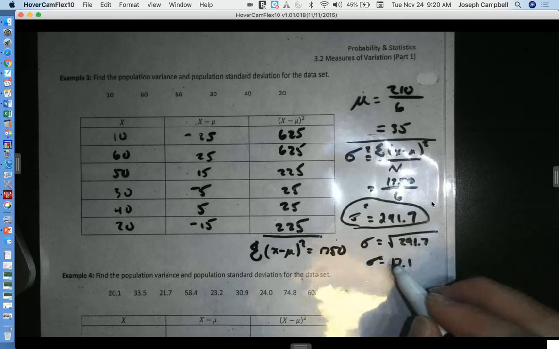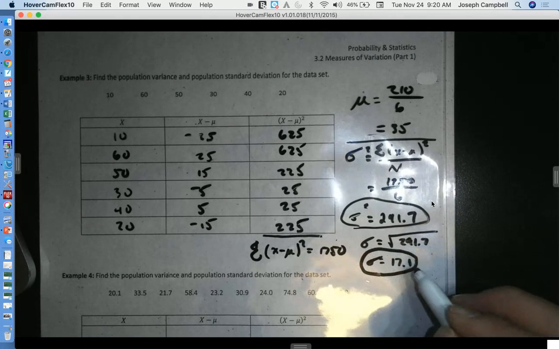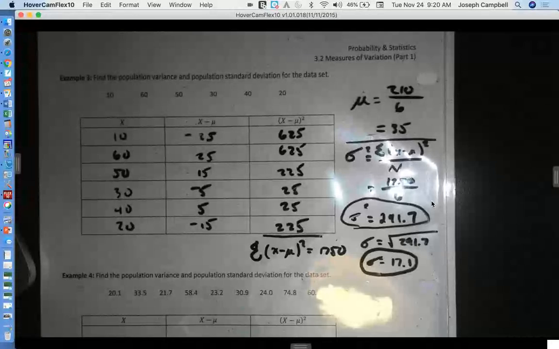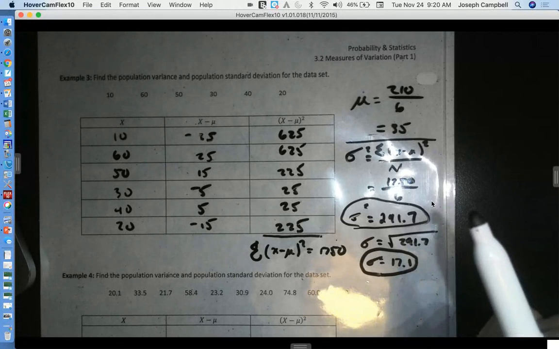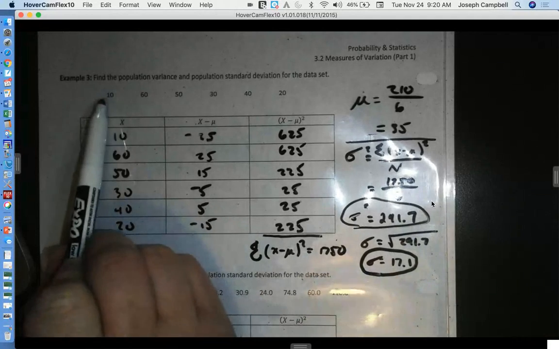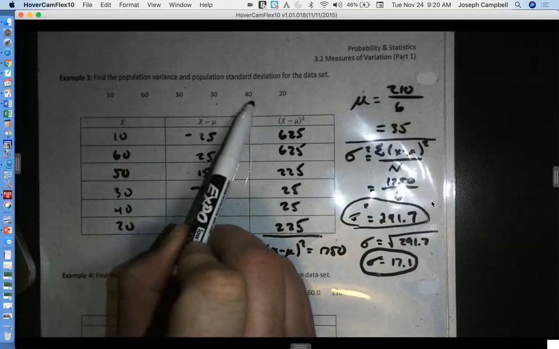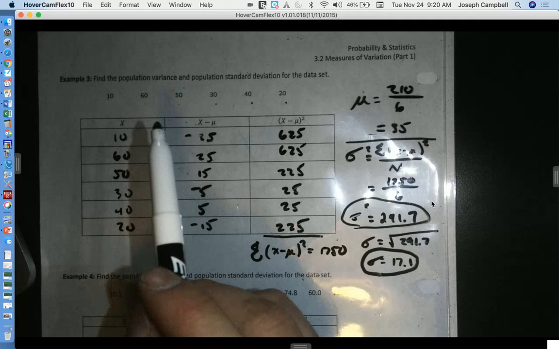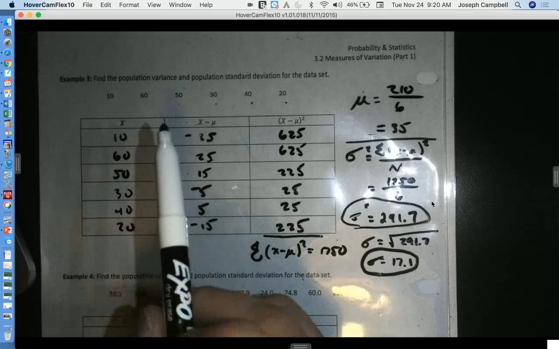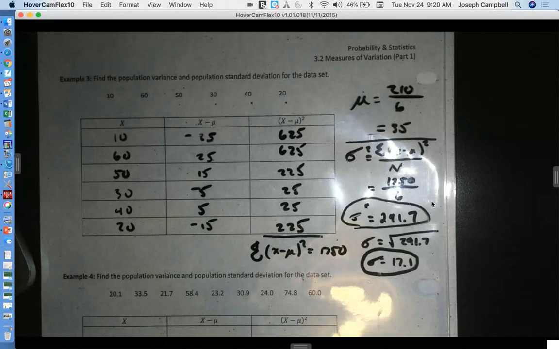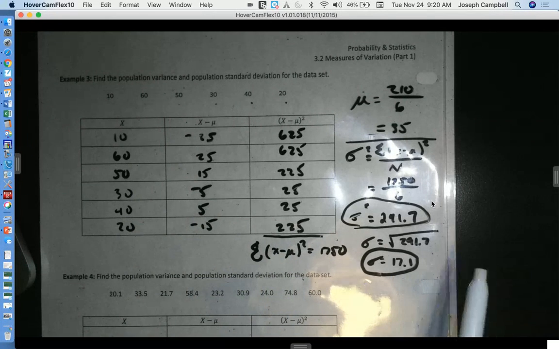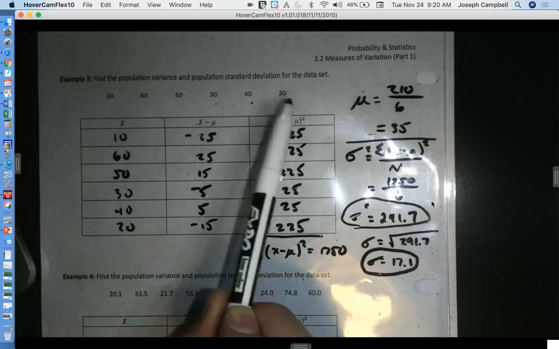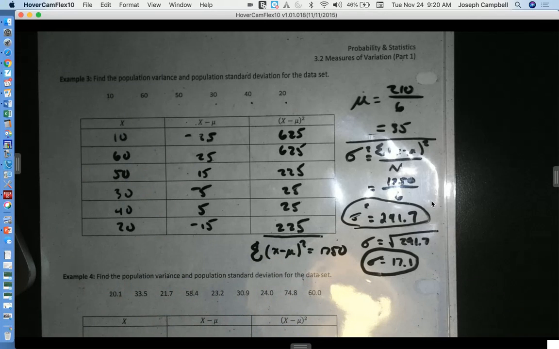So this is the important part. What does this number mean? What does it actually tell me? Well, it tells me this. It tells me how much each of these data points on average differ from the mean. Okay, so I'll say it one more time. This number, standard deviation, is how much on average each of these differs from the mean.